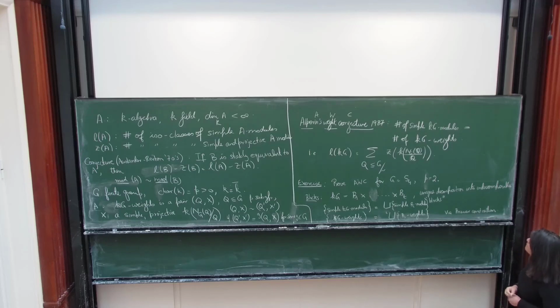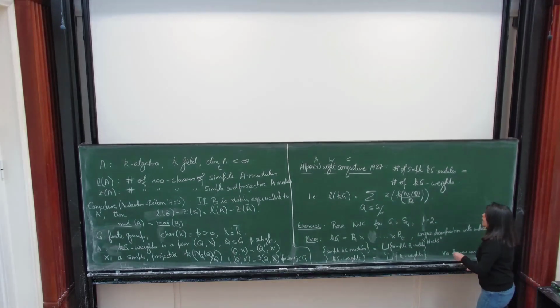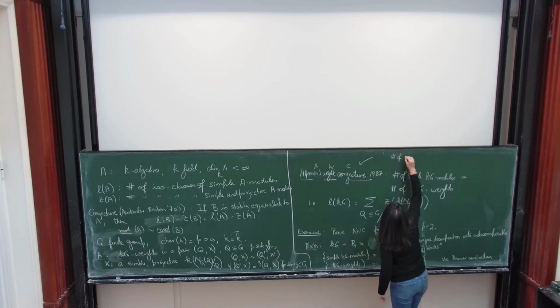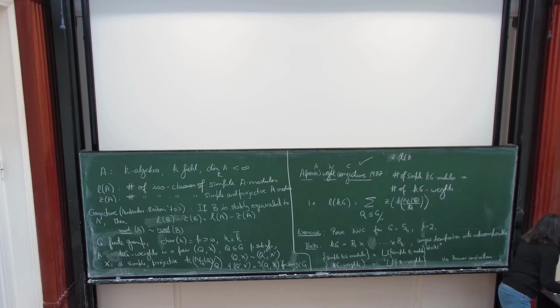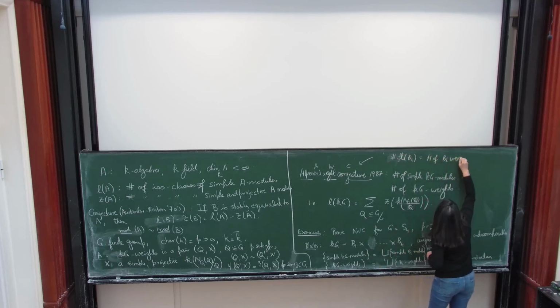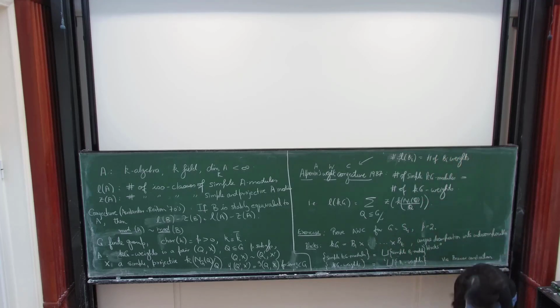Okay, and then in the block version, this conjecture states that the number of, well, you guessed it, I'm sure, l(B), the number of simple B-modules, for any block B, equals the number of B-weights.